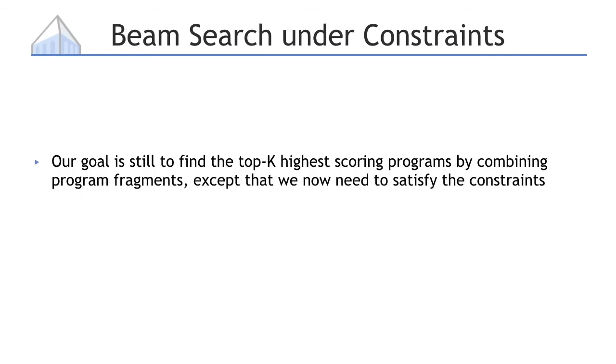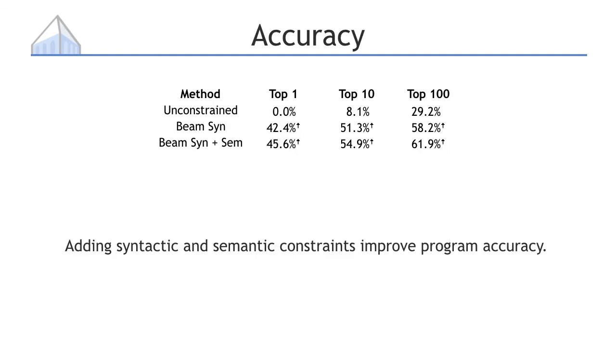Remember that our goal is to solve a constraint optimization problem of finding the top k highest scoring combinations while satisfying the syntactic and semantic constraints at the same time. We use beam search to find such combinations. We now look at the performance of our constraint search method. Being seen means using beam search under syntactic constraints, and seen plus sem means syntactic and semantic constraints. We find that adding syntactic and semantic constraints consistently improves program accuracy.